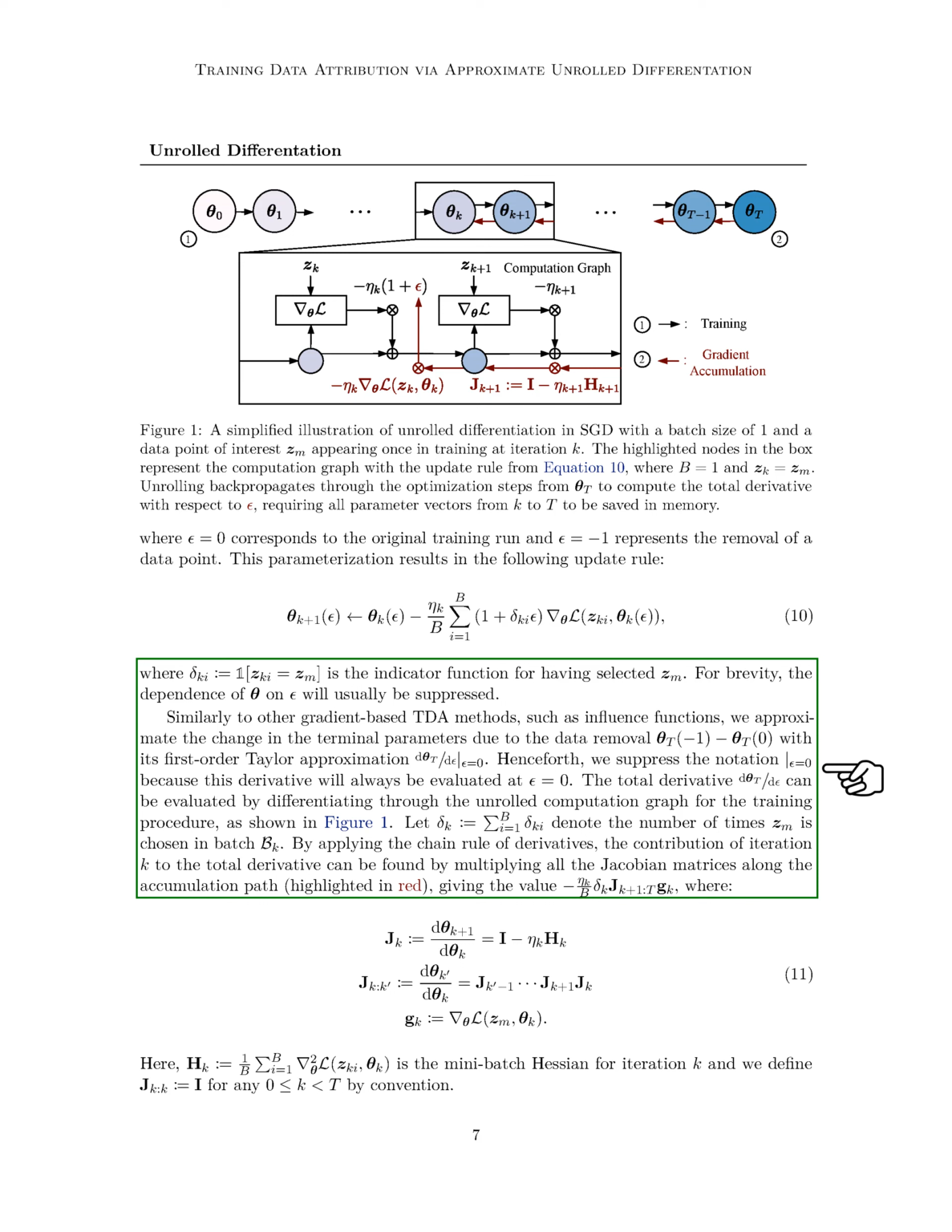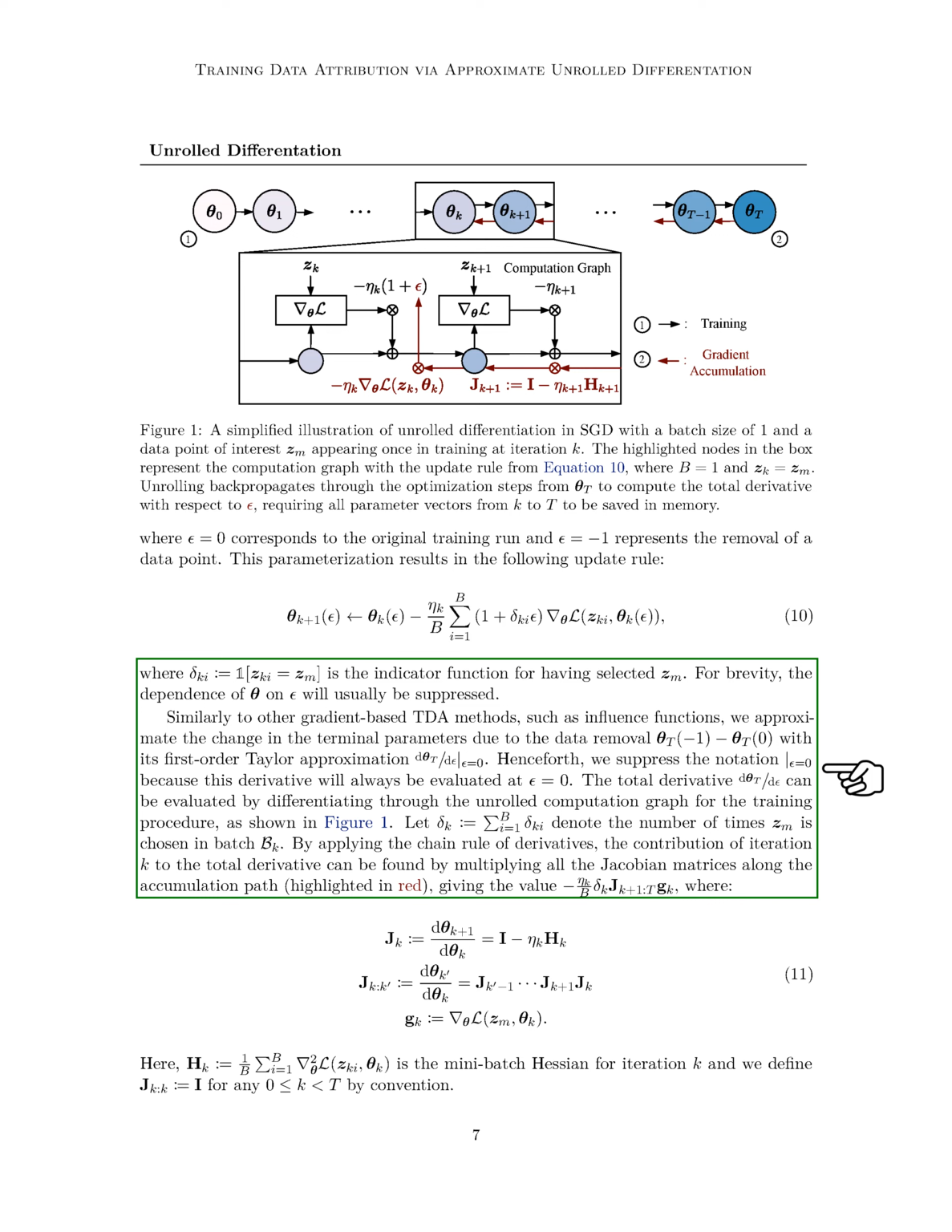To simplify the analysis, we approximate the change in the final parameters due to data removal with a first-order Taylor approximation. This approximation involves calculating the derivative of bold symbol theta_t with respect to epsilon at epsilon equals 0. By differentiating through the unrolled computation graph for the training process, we can evaluate this total derivative. We define delta_k as the number of times bold symbol Z_m is chosen in batch B_k.